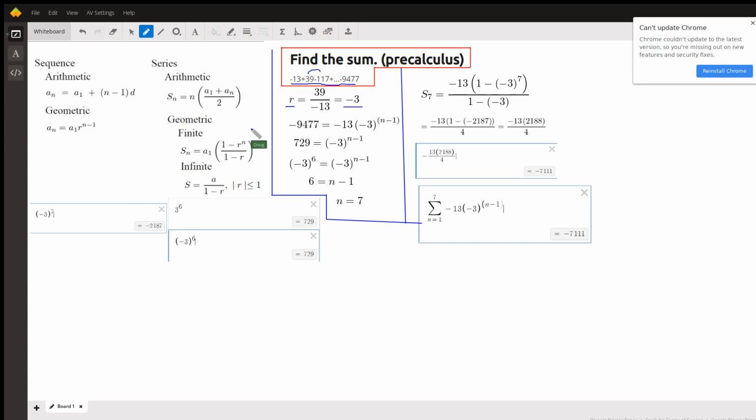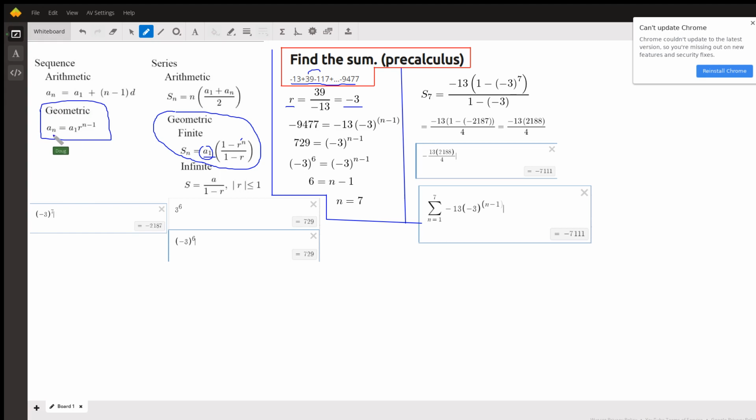The sum of a finite geometric series is given by the first term times the fraction 1 minus r to the nth over 1 minus r. We know a sub 1, the first term, is -13, and we know r, -3, but we don't know how many terms there are. So we're going to use this formula to find what n is.